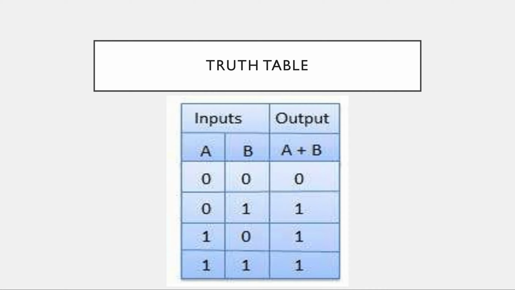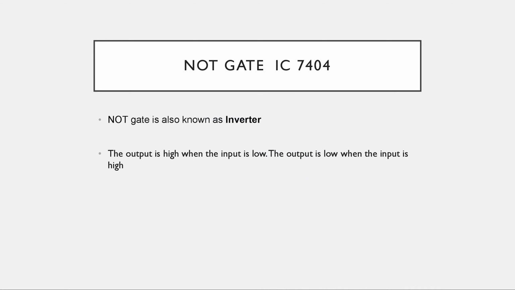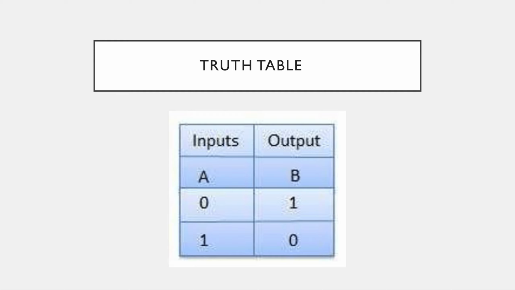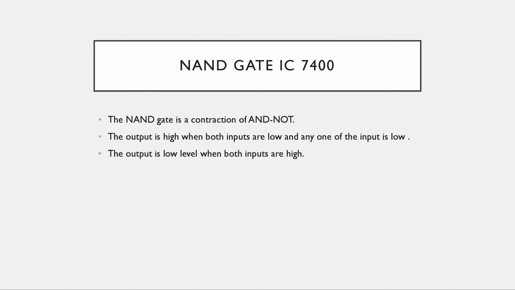Now the NOT gate. The NOT gate is also known as an inverter. The output is high when the input is low. The output is low when the input is high. As we mentioned above, the truth table shows the inverse of the input. When the input is 0, the output is 1. When the input is 1, the output is 0.